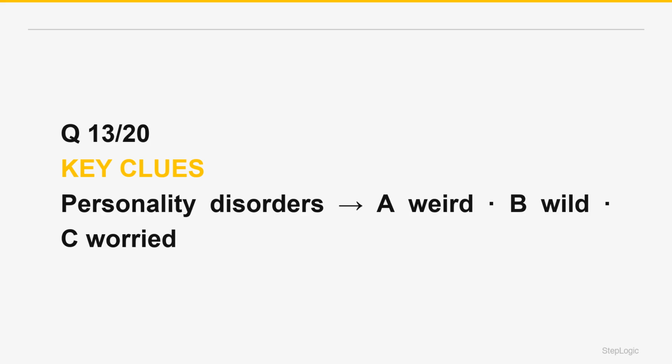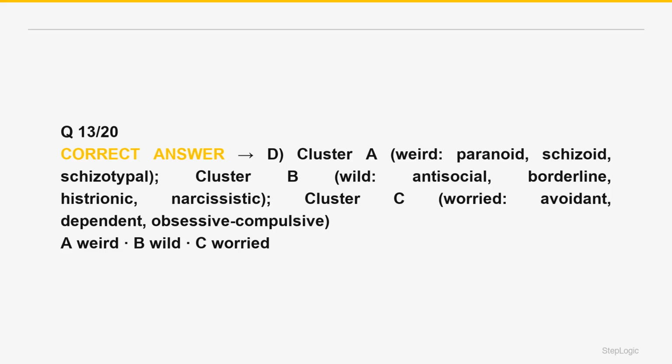Cluster A, the weird, odd, eccentric group: paranoid, schizoid, detached with no desire for relationships, and schizotypal, odd beliefs and magical thinking. The correct answer is D. Cluster B, the wild, dramatic, erratic group: antisocial, disregard for others' rights; borderline, unstable mood and relationships, splitting; histrionic, attention-seeking, dramatic; and narcissistic, grandiosity. Cluster C, the worried, anxious, fearful group: avoidant, fears rejection; dependent, needs to be cared for; and obsessive-compulsive personality disorder, rigid, perfectionistic, orderly, distinct from OCD, which has true obsessions and compulsions and is ego-dystonic. The A weird, B wild, C worried clustering is the answer.